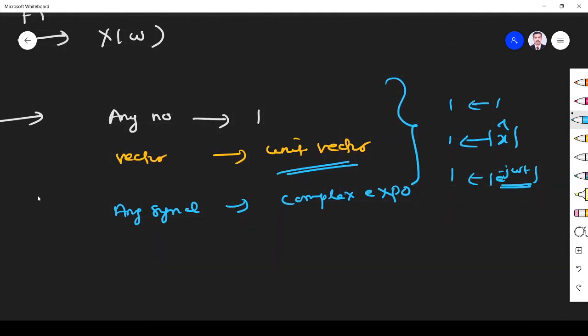So I hope you understand how the Fourier transform gives the frequency content of the signal.